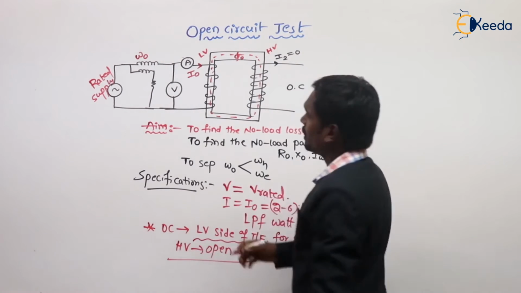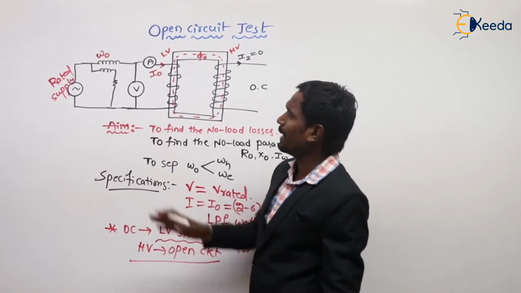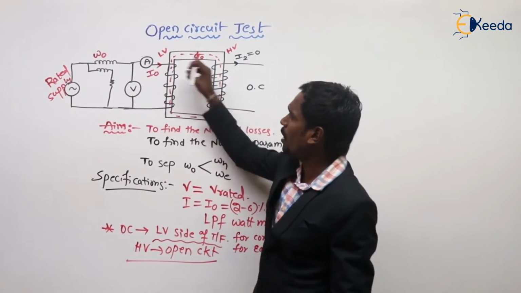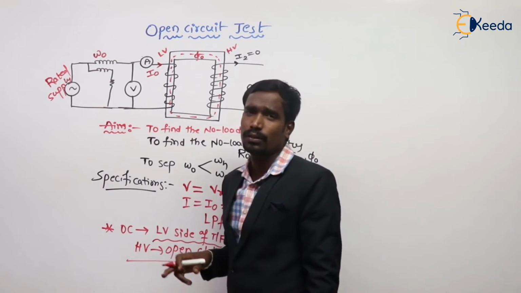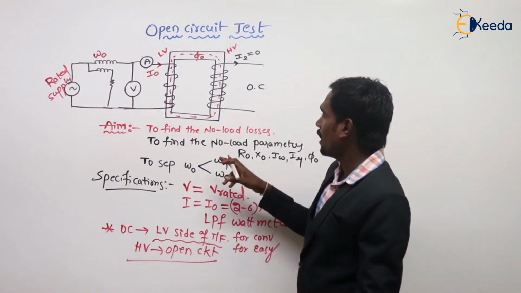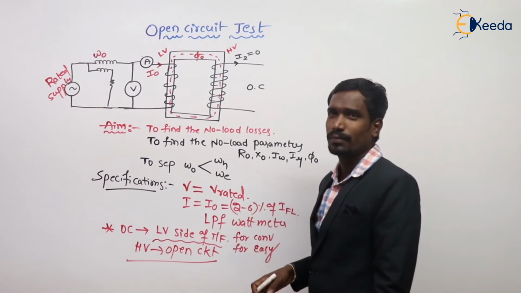So let's do the test. We are applying rated voltage. When rated voltage is applied to the machine, it draws a small current. By the ammeter, we can read the I0 value, which we know is around 2 to 6% of full load current.